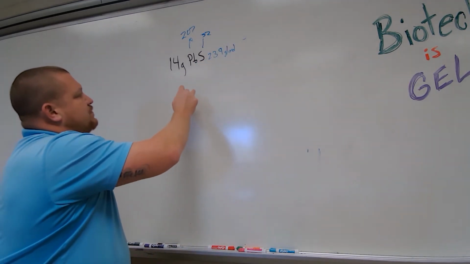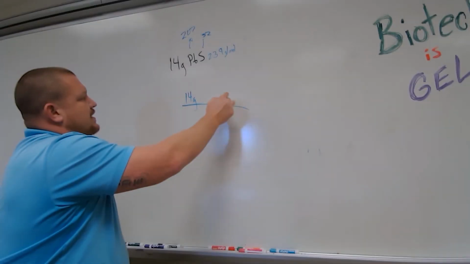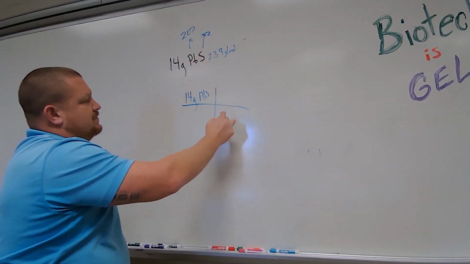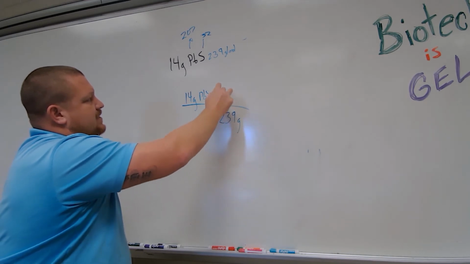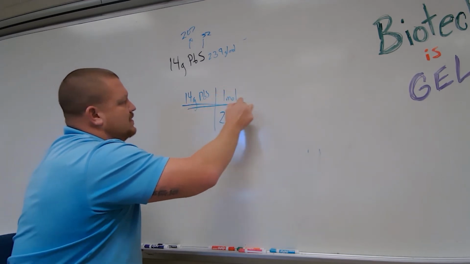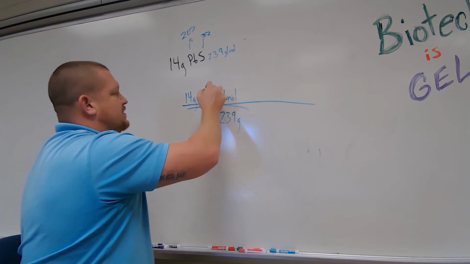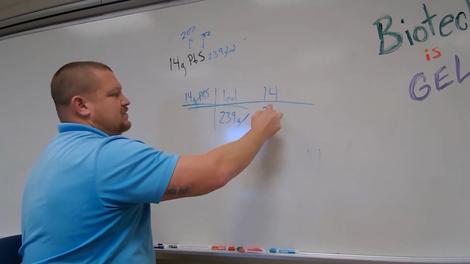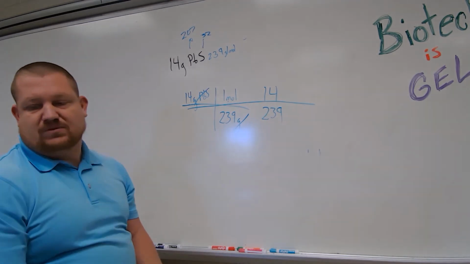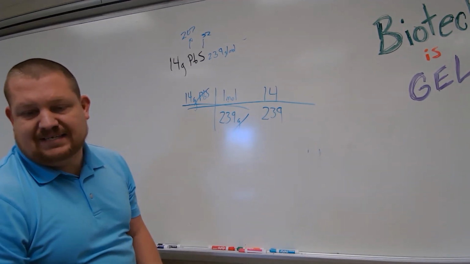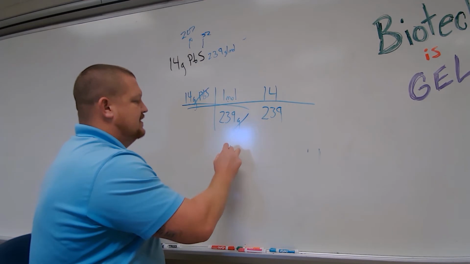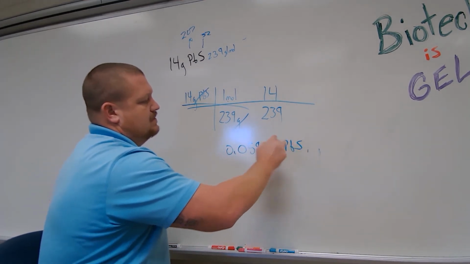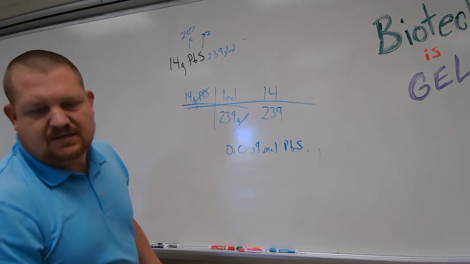So we start out 14 grams. Right? Yes. We're going to put grams on bottom. 239 grams, 1 mole. Right? 14 times 1, oh, and grams cancel. 14 times 1 is 14. 239. 14 divided by 239 is 0.059. Yes. Right.